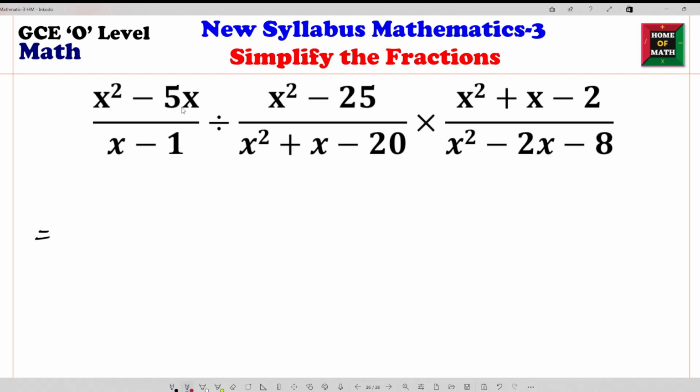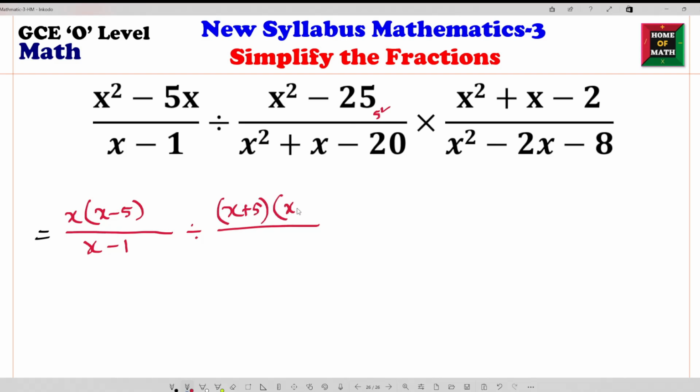here is (x² − 5x)/(x − 1). This one here we can take common x, so x(x − 5)/(x − 1). Look, here is x² − 25, we can write it like 5². So x² − 5² means (x + 5)(x − 5), and this expression we can simplify by middle term factor.